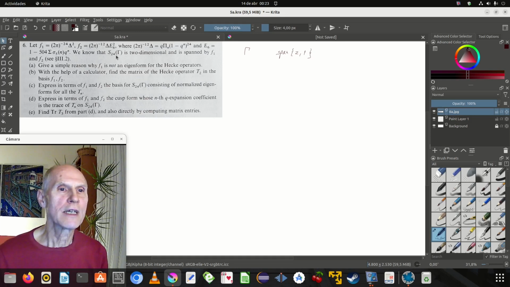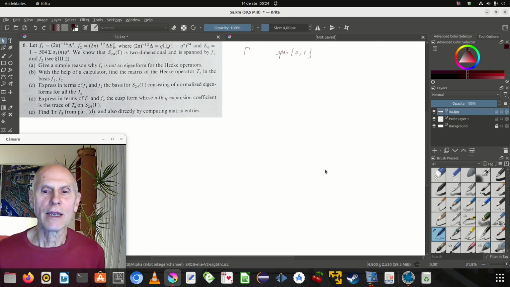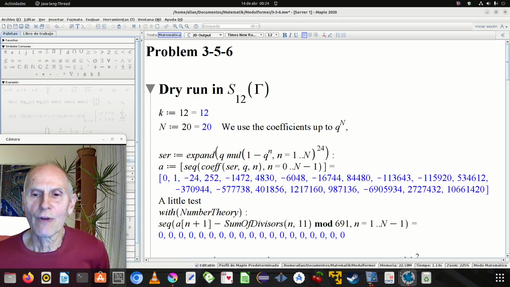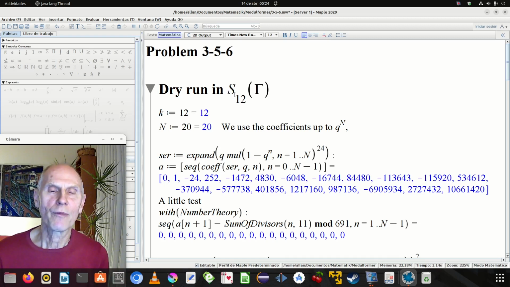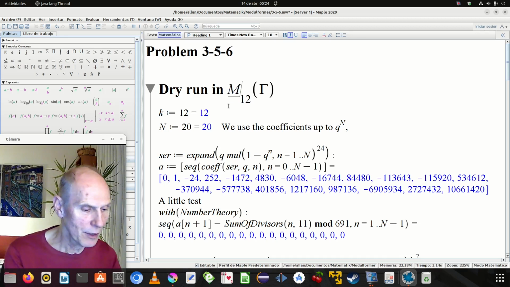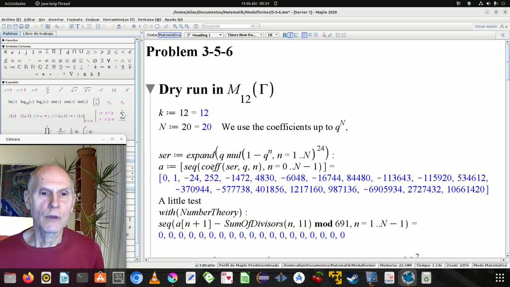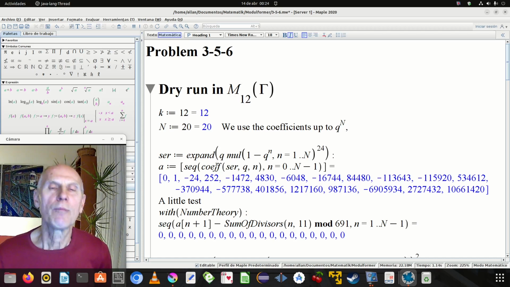But before doing this, I wanted to make a dry run, finding out how to compute it in Maple. So I made a dry run with the M12. It should actually be M here, because I do use delta, but also the forms of weight 12.